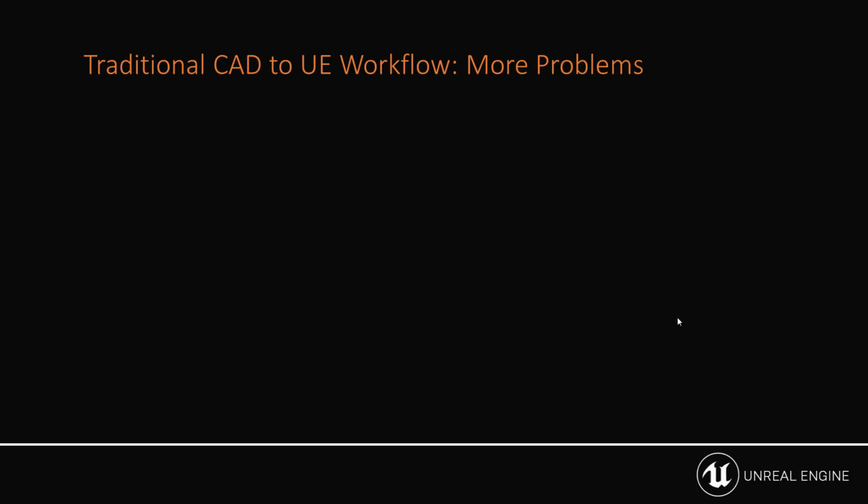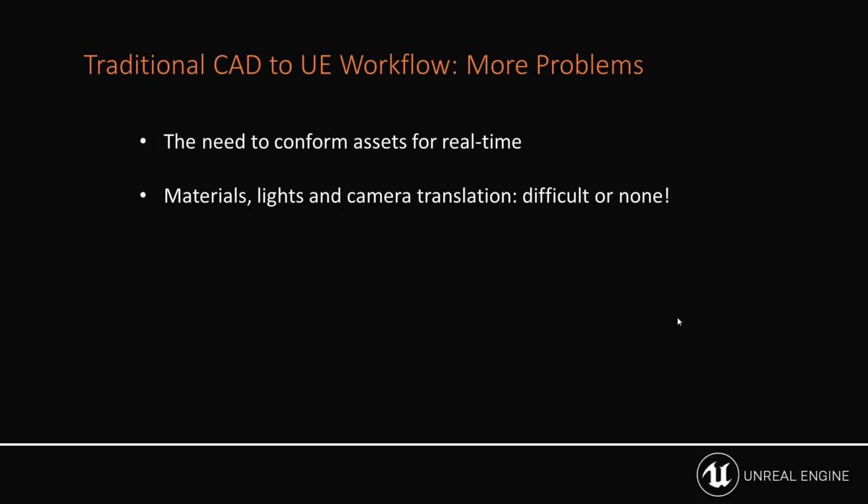Let's look at some more problems associated with this. Well, there is this need to conform assets for real time, and I touched on that a little bit there. This idea of cleaning it up, adding texture coordinates, but also tessellating it, right? Getting it into something that will actually behave properly in a real-time engine for visualization. Another problem is things that are lost in translation, like materials, lights, and cameras. Sometimes it's very difficult to bring that over, or none of it comes over at all. So those things can be lost, things that are very important in that workflow.